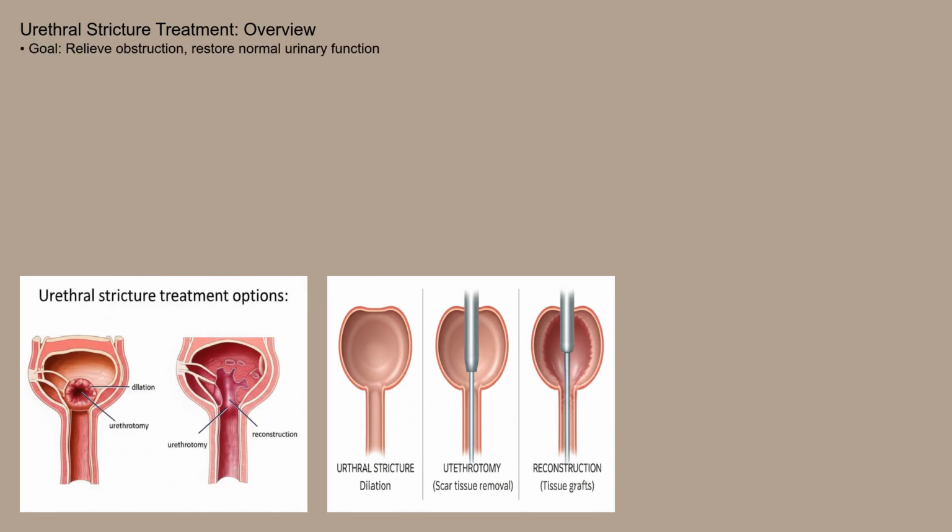Urethroplasty, surgical reconstruction of the urethra, offers a more durable solution, often involving the removal of the scarred tissue and the reconstruction of the urethra using tissue grafts. The specific approach depends on the location, length, and severity of the stricture, as well as the patient's overall health. Regular follow-up is essential to monitor for recurrence.